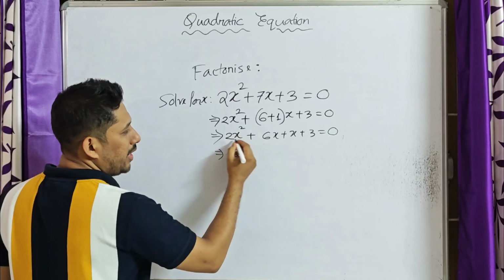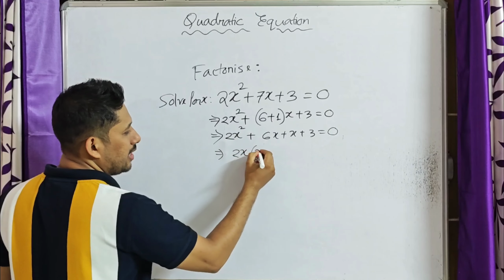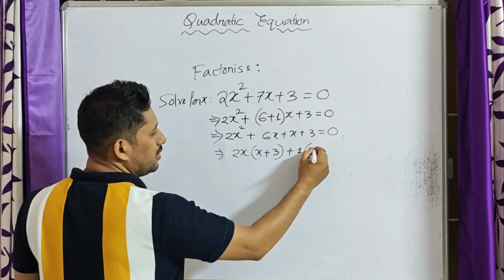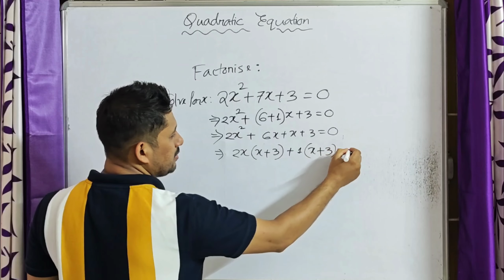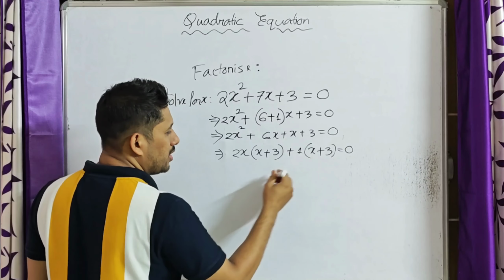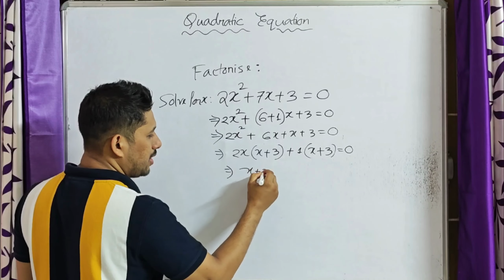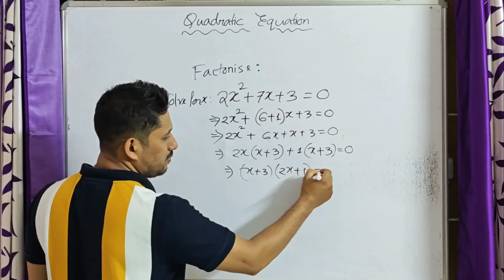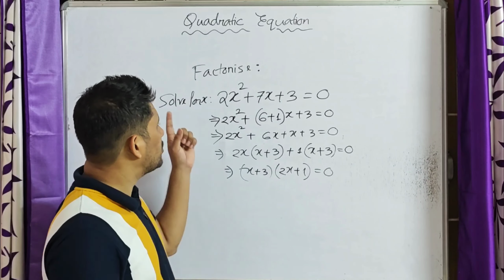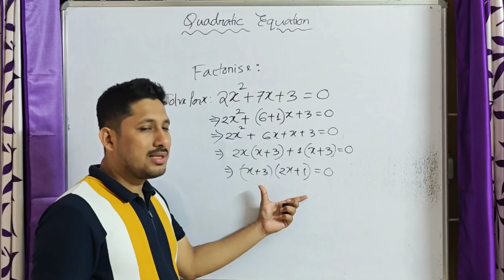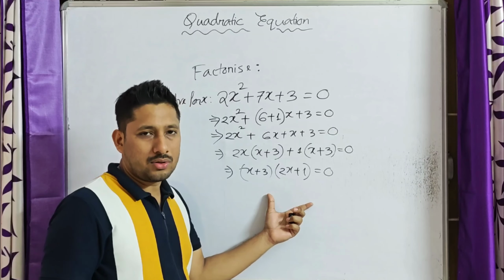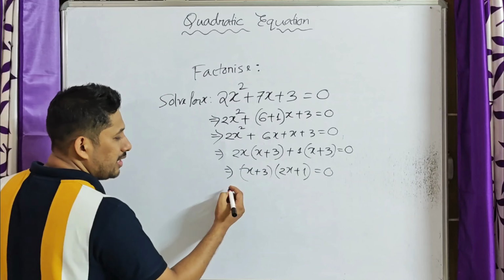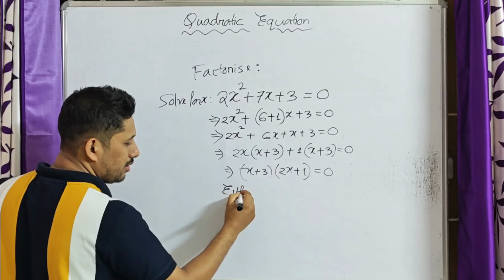So if you take 2x common from this, then here x will remain, here 3 will remain, and here 1 will be taken out as common, x plus 3 remains. These two are same, so I can write x plus 3, and the other factors will be 2x plus 1. If you are asked to factorize, this is the step where you have to stop. This is the factorization. But if you are asked to solve the equation, then you have to find either or.